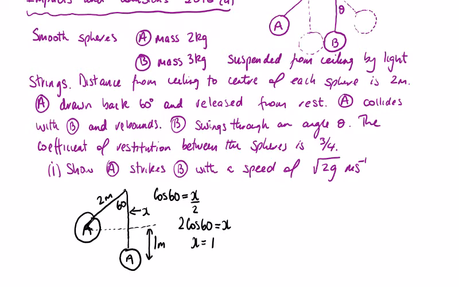So we're looking at potential energy, and the kinetic energy is 0. It's at rest at the top. So the potential energy is mgh, which is m by g by the height above, which we've just worked out, this 1 here. So that's the potential energy, mg. And m is equal to 2, so it's going to be 2g.